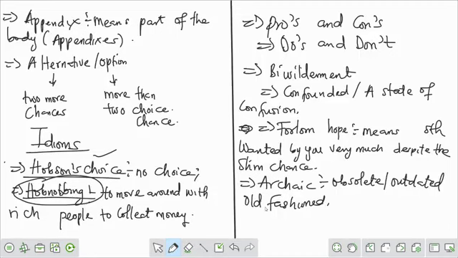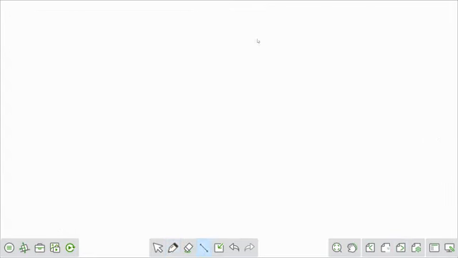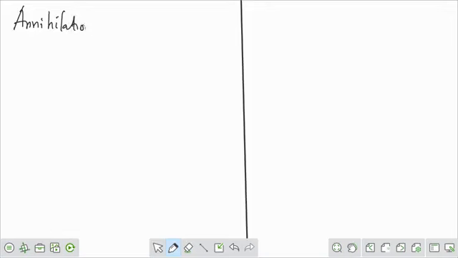Now let's go to annihilation. Annihilation means to destroy something completely. Annihilation, just like animation, but this one is different too. Annihilation means to destroy something completely. The great annihilation: you know that this world we are living in is to be destroyed one day by God.